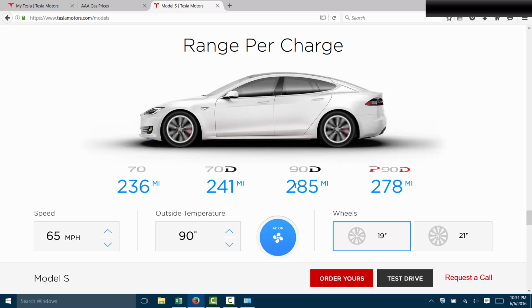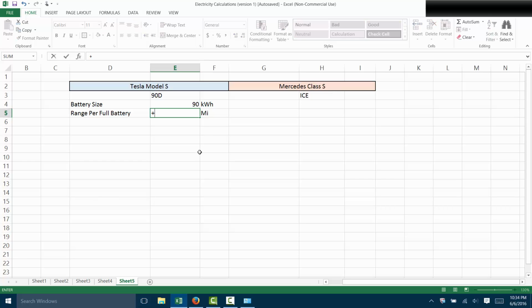So the number that I'm going to use is 90% of this number right here. I'm going to say that 90% of 285 miles is what I'm going to use for my calculator. So let's go ahead and take a look at that. That would be 285 miles, and we're going to multiply that times 0.9 to make it 90%. So 256 miles is what I can drive with a full charge. Okay, so what can we do next?